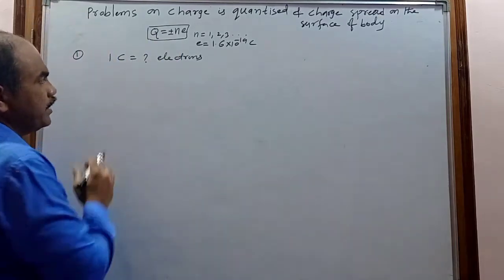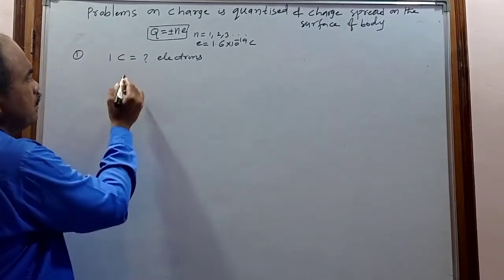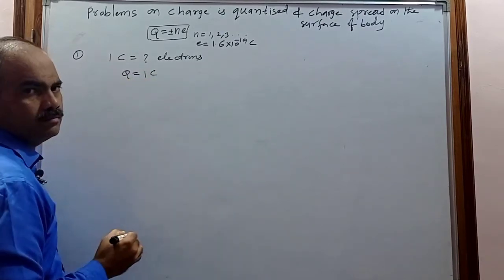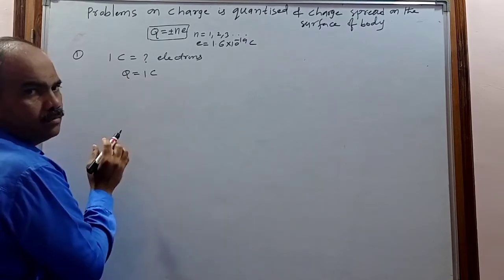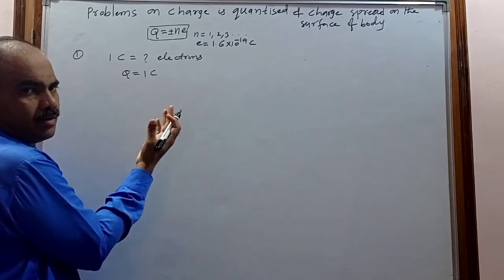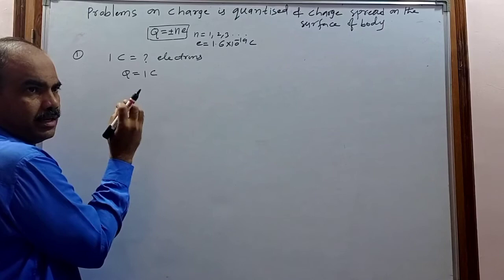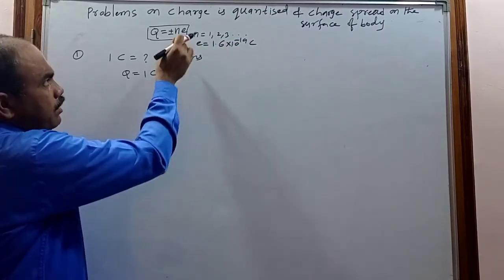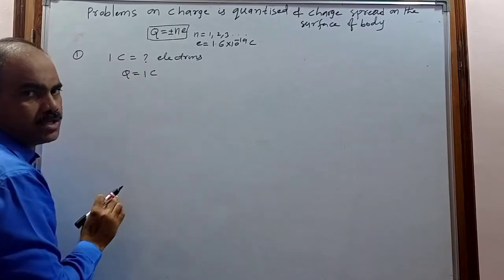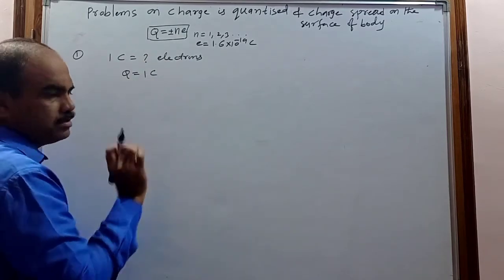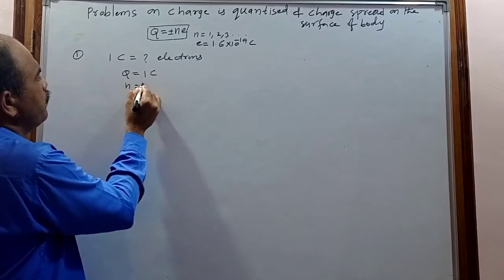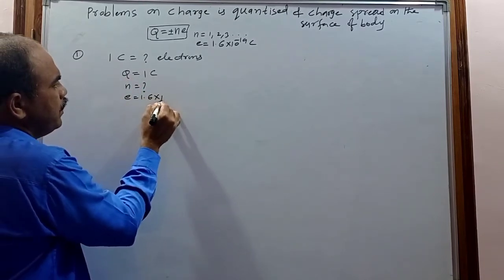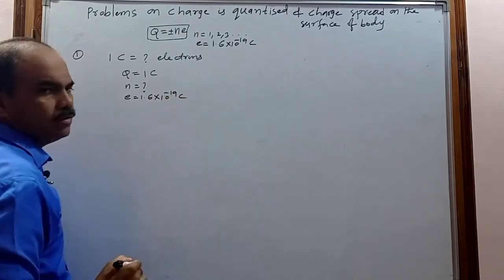What is given in the problem? The charge on the body is represented with q, so q equal to 1 coulomb. To create 1 coulomb, the number of electrons multiplied by 1.6 into 10 power minus 19 gives the 1 coulomb charge. So you have to find the number of electrons. What is the electron charge? The electron charge is 1.6 into 10 power minus 19 coulomb.